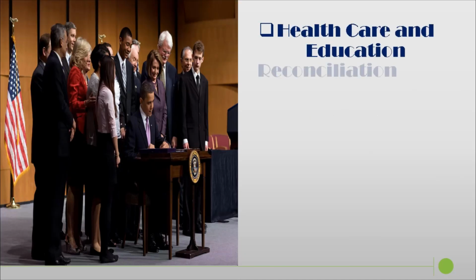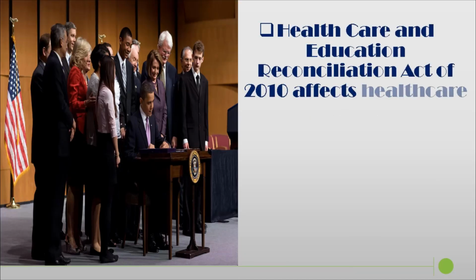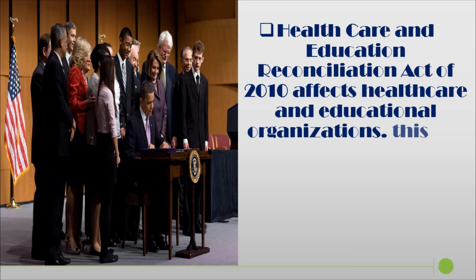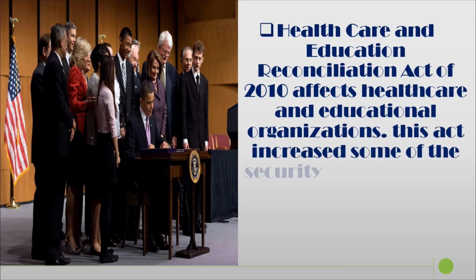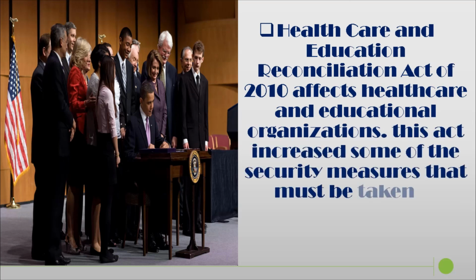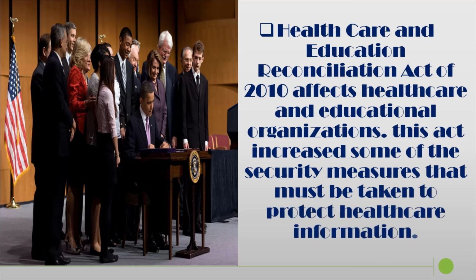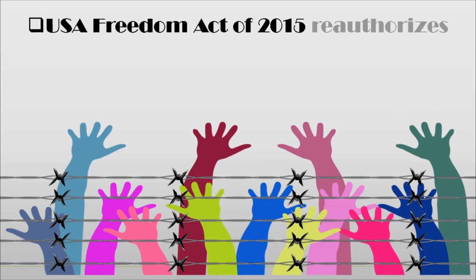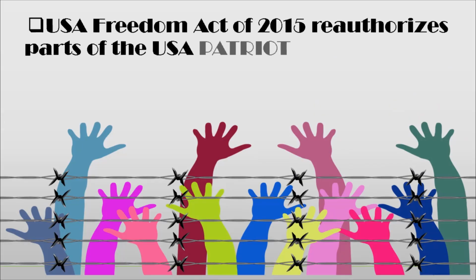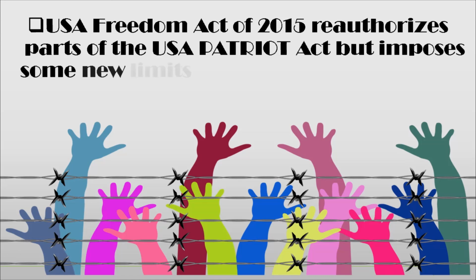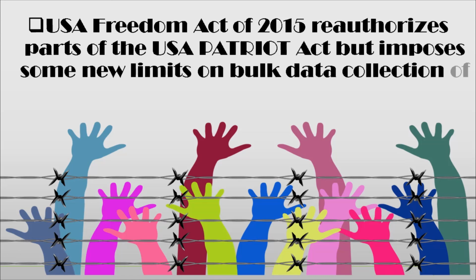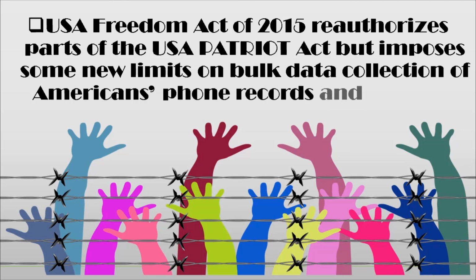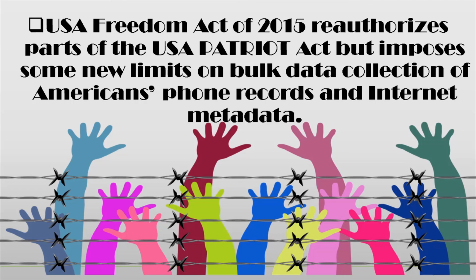Health Care and Education Reconciliation Act of 2010 affects healthcare and educational organizations. This act increased some of the security measures that must be taken to protect healthcare information. USA Freedom Act of 2015 reauthorizes parts of the US Patriot Act but imposes some new limits on bulk data collection of Americans' phone records and Internet metadata.